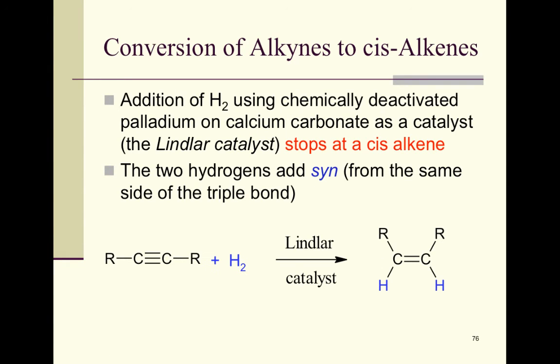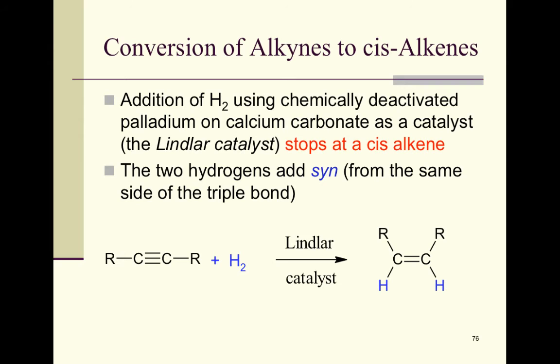So if you don't want your alkyne to be completely reduced to the alkane, there are some other reagents you can use. In this case, using the Lindlar catalyst allows us to stop at an alkene, but specifically a cis alkene. The addition of H2 using chemically deactivated palladium on calcium carbonate is our catalyst known as the Lindlar catalyst. The 2 hydrogens add syn from the same side of the triple bond, forming a cis alkene.